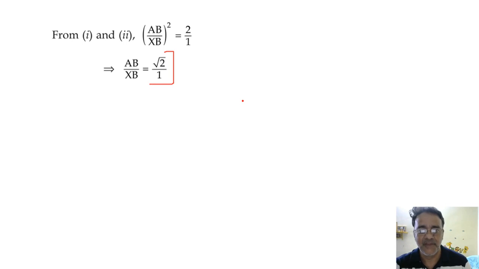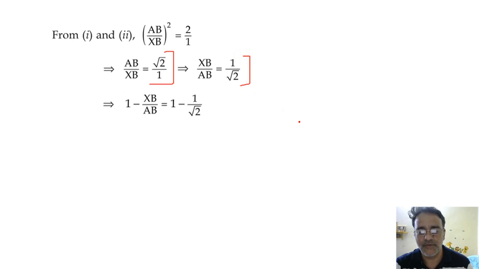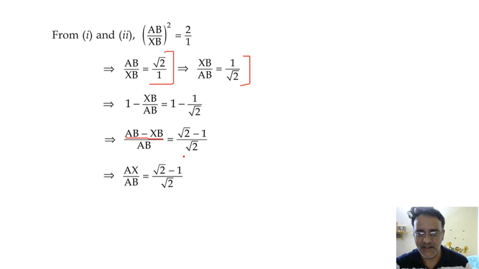Yes, sir. Okay. Now we'll take the reciprocal क्योंकि हम लोग को AX upon AB चाहिए. Now we will subtract from 1. Take LCM. Now AB minus XB will be AX, and here root 2 minus 1 upon root 2. This is the answer. Now if you rationalize, if you multiply root 2 by root 2, what you will get? 2 minus root 2 upon 2. That is the final answer.